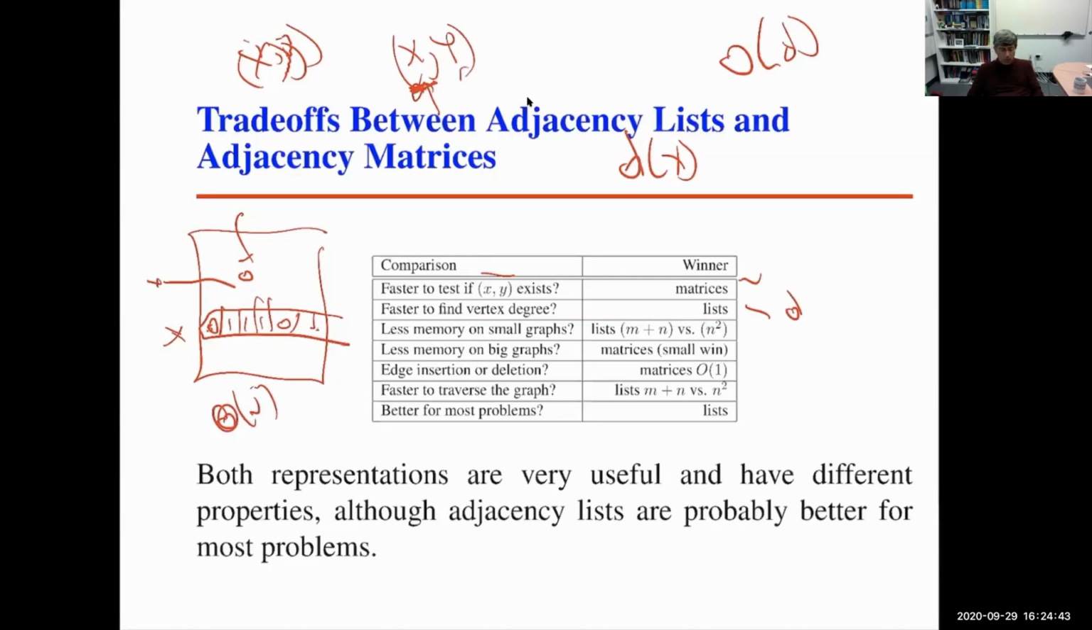Which uses less memory? Well, if I have n nodes and m edges, my adjacency lists take n plus m space. My adjacency matrix took n squared. If I have a sparse graph, n plus m is wildly better than n squared.